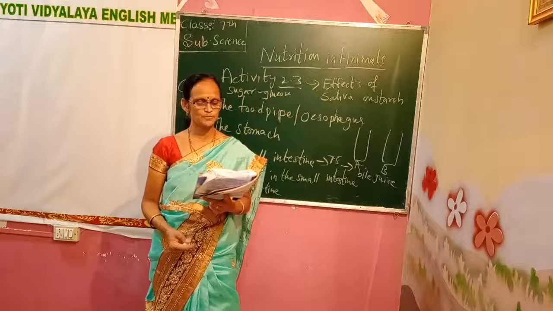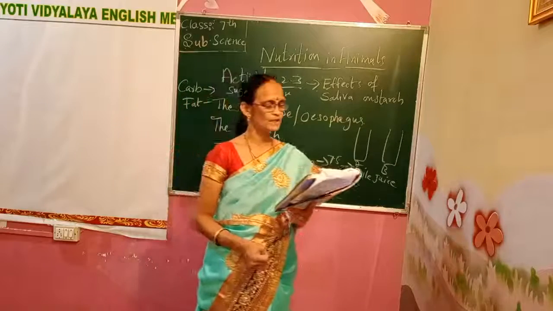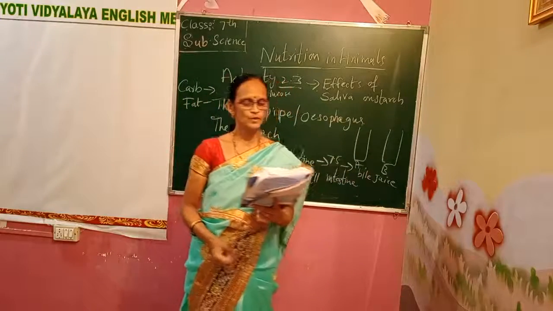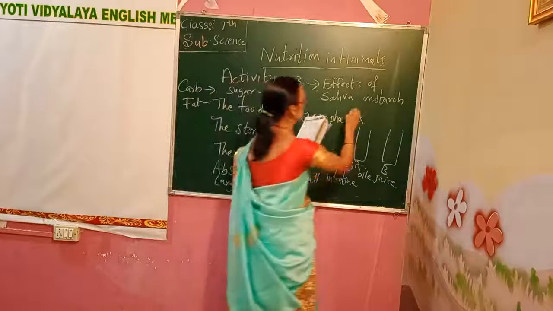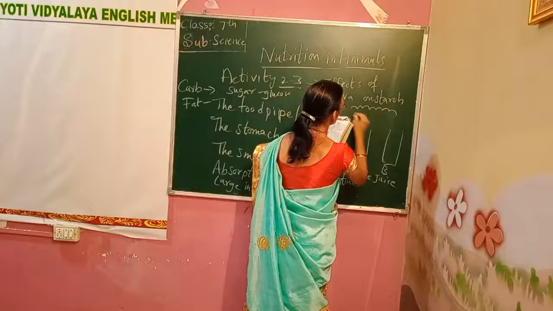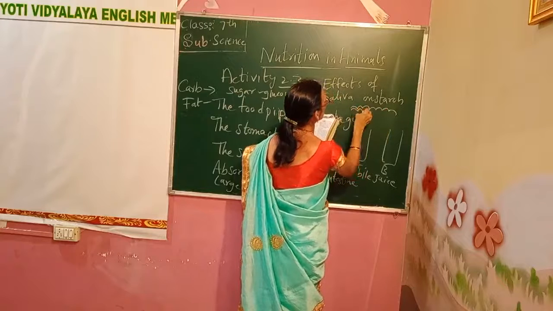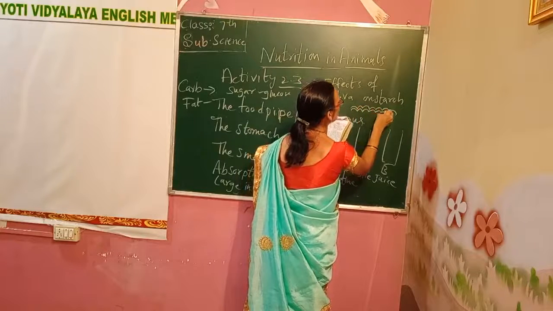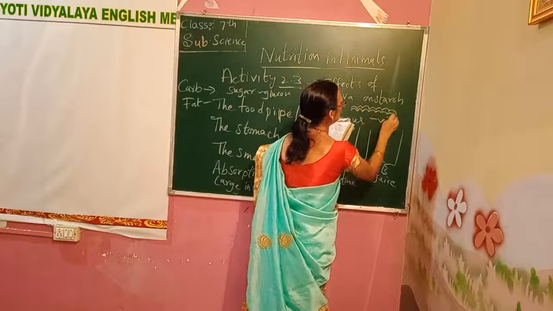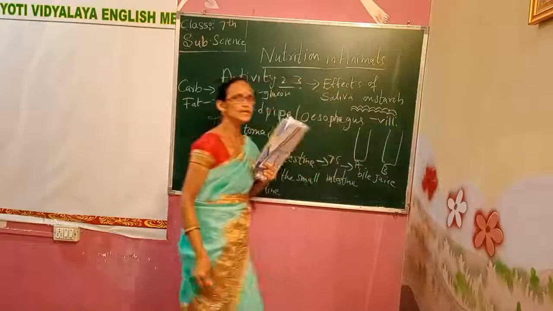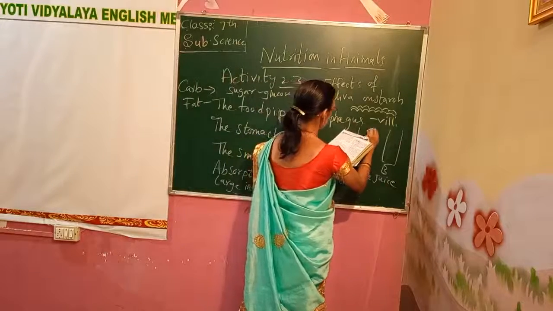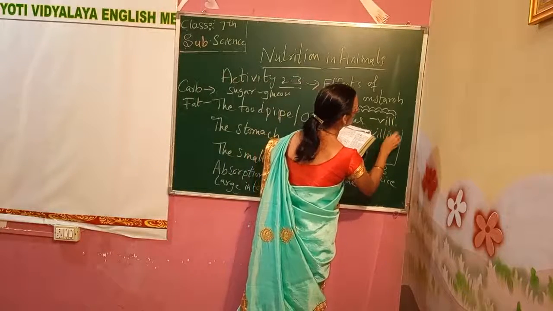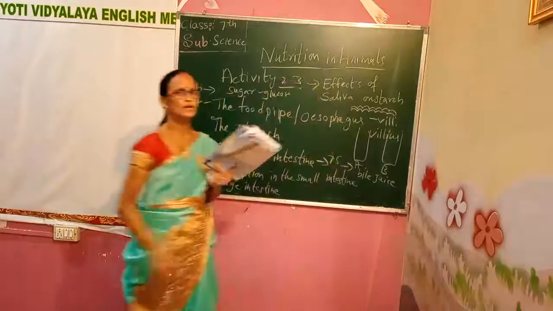The inner walls of the small intestine have thousands of finger-like outgrowths. So in the small intestine there are thin walls, as I told you, like this. Double-lined walls are there. These thin walls are called the villi. One wall is called a villus, the singular. The plural form is called villi.